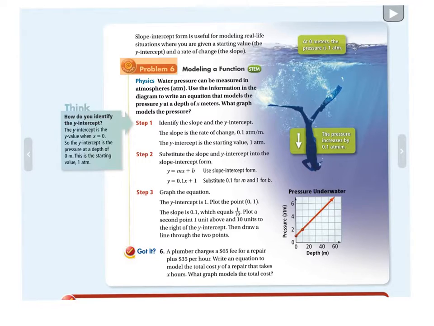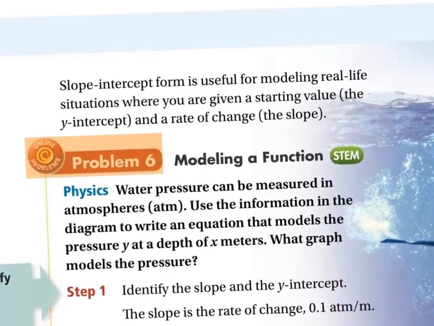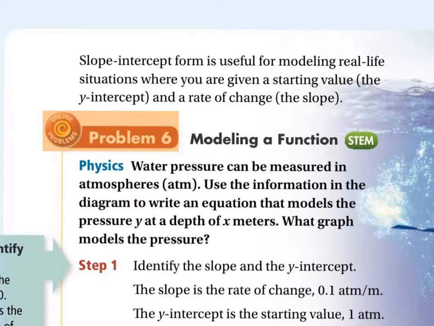Alright, over with problem 6. It talks about some real life situations here. If you're given a starting value or initial value, that's the same thing as our y-intercept, and then rate of change is the same thing as the slope.